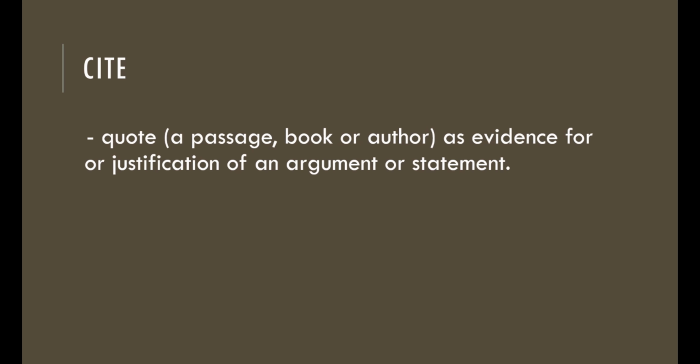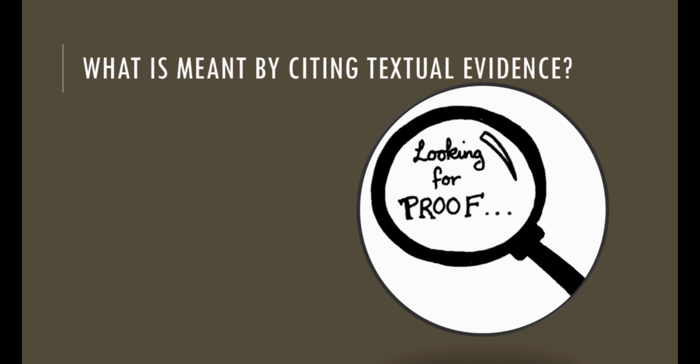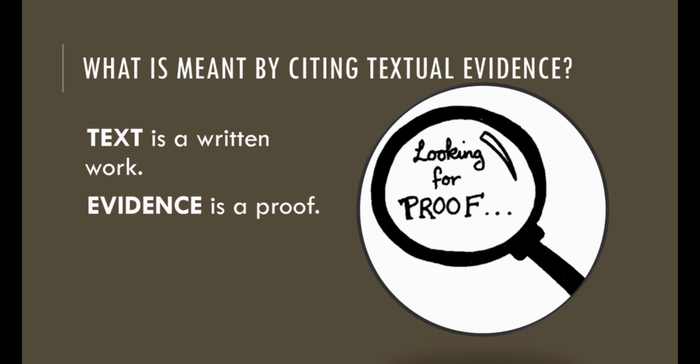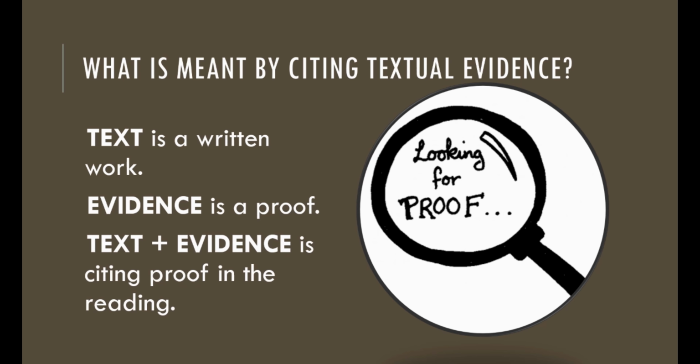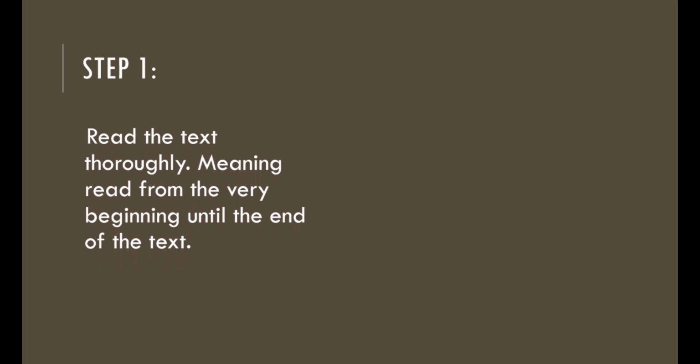When we say cite, it is to quote a passage, book, or author as evidence for or justification of an argument or statement. What is meant by citing textual evidence? When we say text, it is the written work. Evidence is a proof, and when you combine text and evidence, it is citing proof in the reading. Here are some steps in citing textual evidence. Step 1. Read the text thoroughly, meaning read from the very beginning until the end of the text.